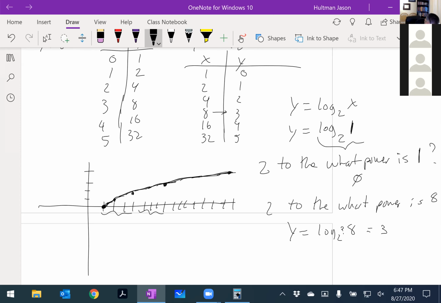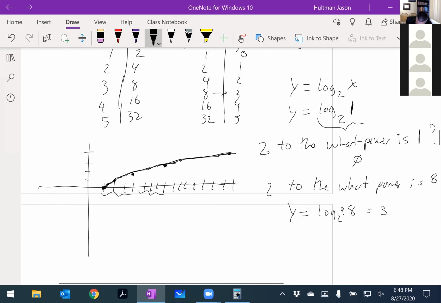What happens between 0 and 1 though? That's really what I'm concerned about here. What happens when things are less than 1? Well, what is the log base 2 of 1/2? Any ideas? 2 to the what power is 1/2?